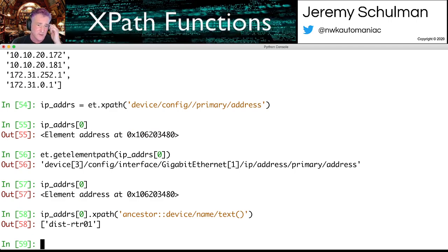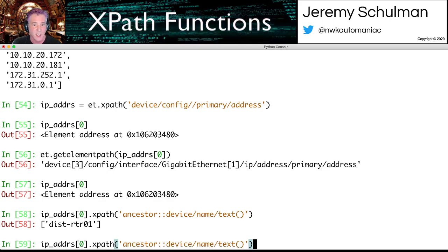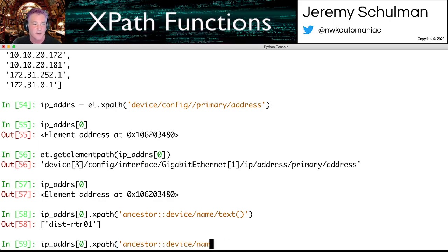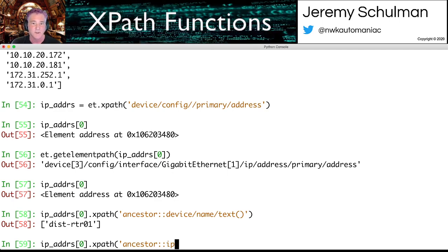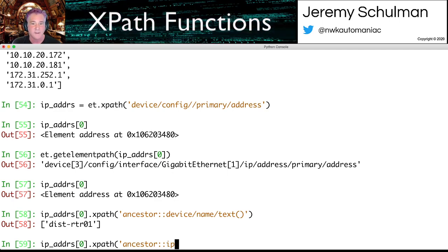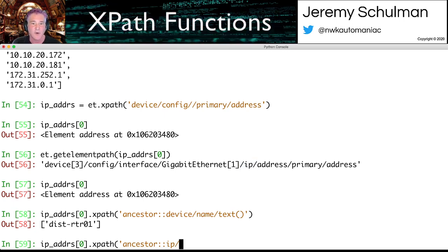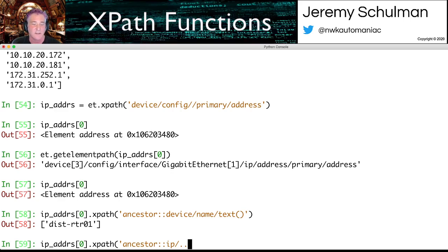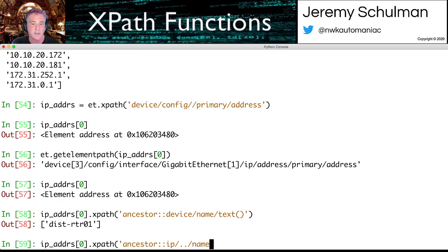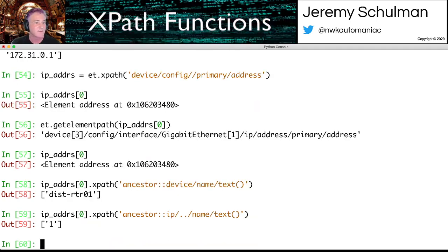And if I wanted to find the actual interface name for that address, I could go up the ancestor to the IP, which will take me to this element. Then I go up one more to get to the interface, which is going to be that gigabit Ethernet. I can get its name and get its text, and I can see that that's gigabit Ethernet 1.